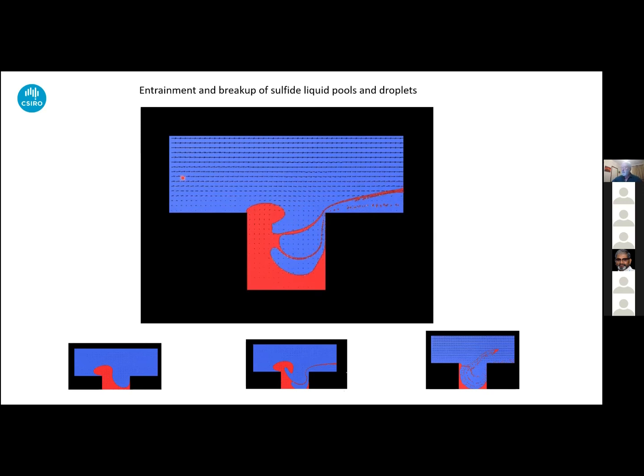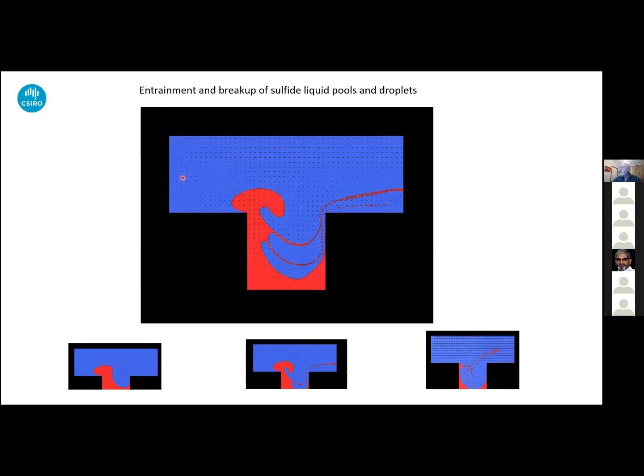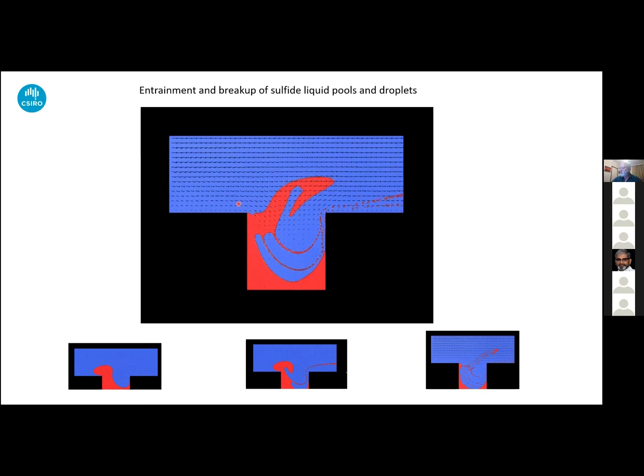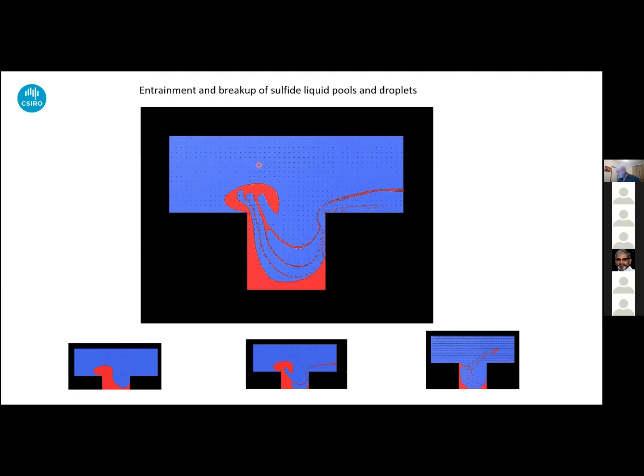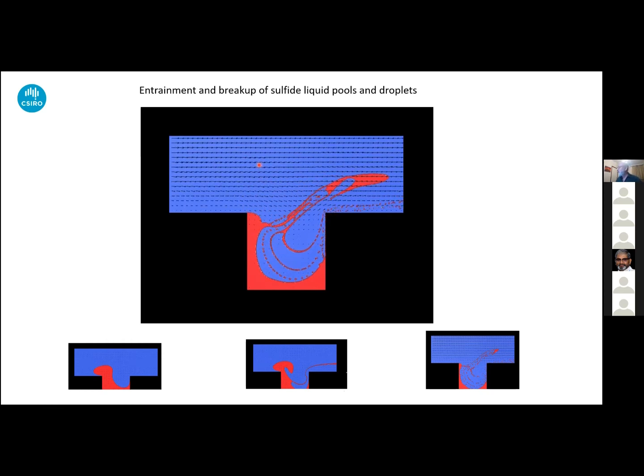And what Jess showed is that basically all you have to do is just introduce a fluctuation into the flow rate. That starts to generate a wave on the surface of the sulfide pool, and that causes the sulfide pool to be entrained into the silicate and break up into droplets again. And the physics of that are very interesting. Unfortunately, he never fully wrote it up.